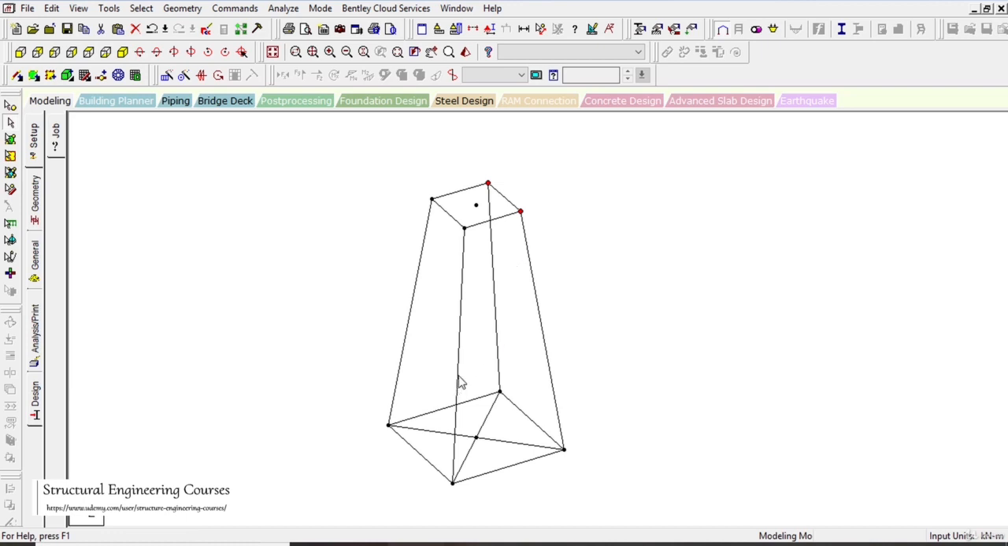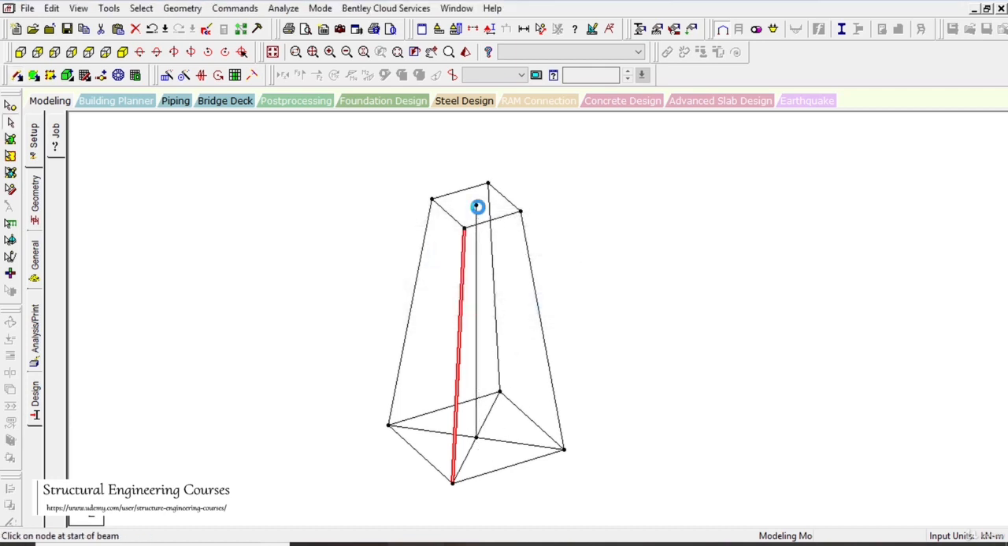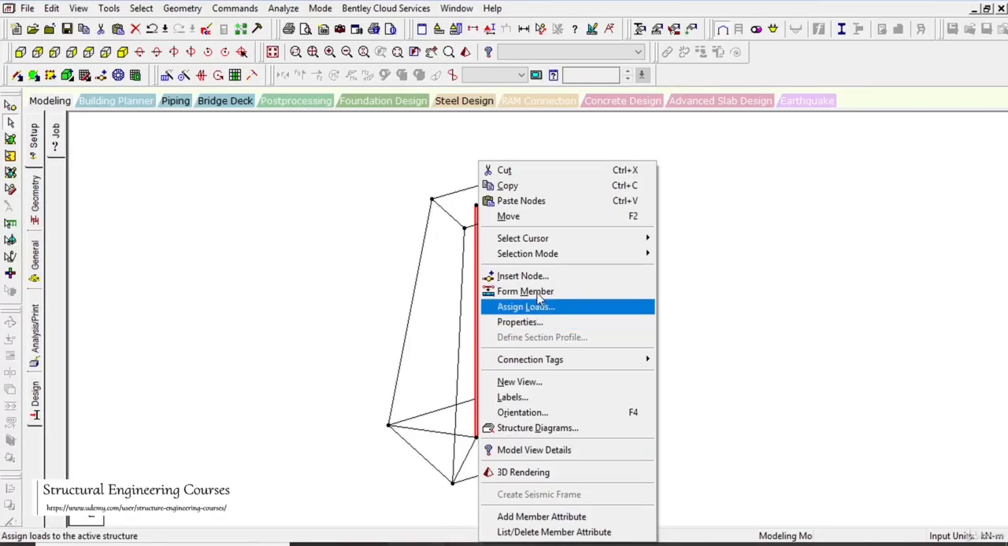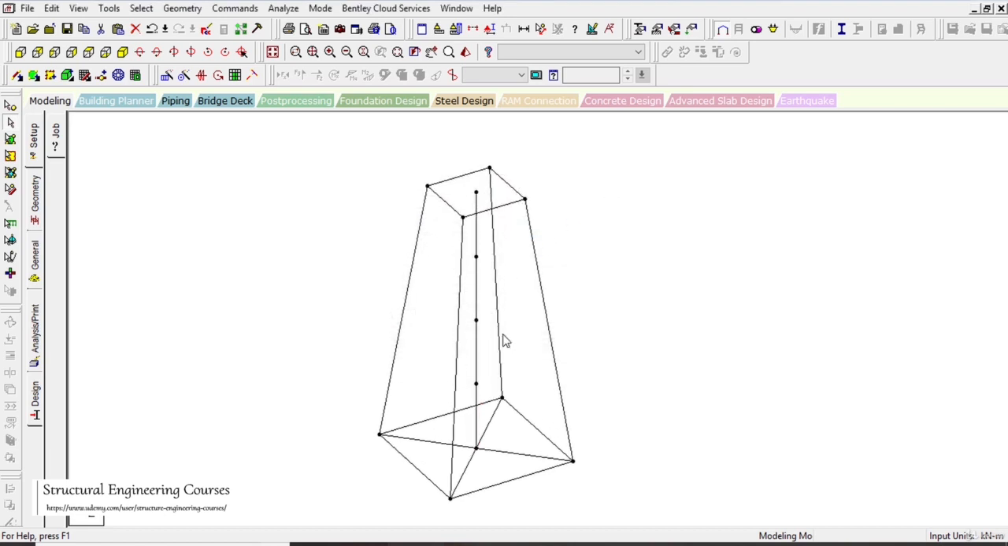And after that, what we need to do is draw a beam from this point to this point here, to divide this whole height into various dimensions. The purpose of this beam is that we can right click here, left click on insert node, and select add n equal to 3 points here. So now we have got 3 meters, 6 meters, and 9 meters. After that, we can go to geometry, add beam by perpendicular intersection.